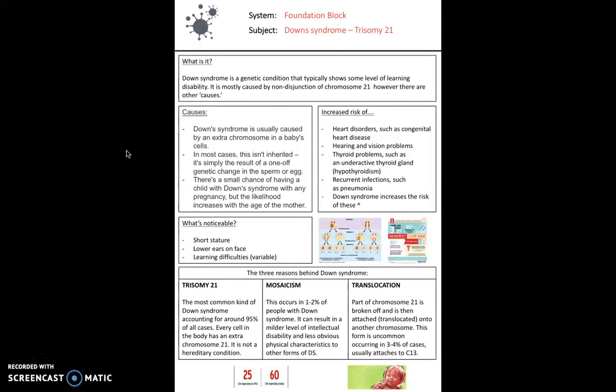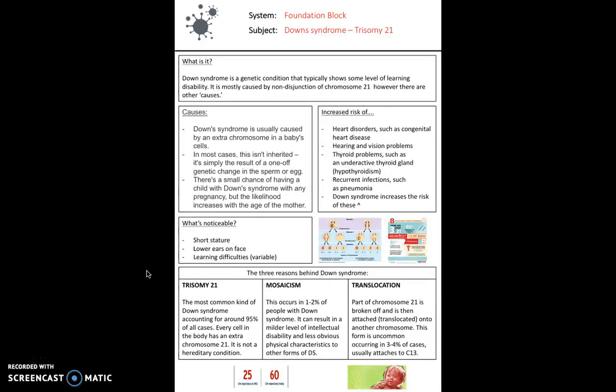Moving on, we have Down syndrome. Down syndrome is a really important genetic disorder that you need to be aware of. It usually shows some form of learning disability. However, this massively varies from individual to individual. The most common reason behind Down syndrome is trisomy 21. This is where you get 3 copies of chromosome 21 instead of 2. Obviously we should have 46 chromosomes, 23 pairs, but in this case you end up with 47 altogether. And this actually accounts for Down syndrome in around 95% of all cases.